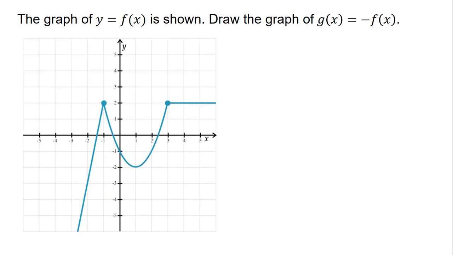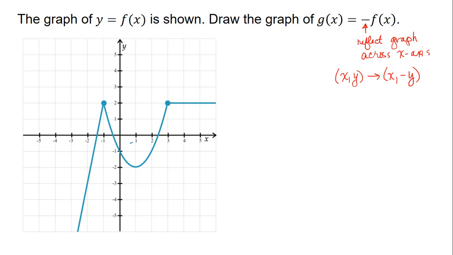Now I want to use the same graph of f, and now we want to draw the graph of g of x, which is equal to the opposite of f of x. So remember here that the opposite of f of x, when the negative is on the outside, that is taking the opposite of y, and the opposite of y is going to reflect the graph across the x-axis. So remember that if x, y is on the graph of f, then the point x, negative y is on the graph of y equals negative f of x.